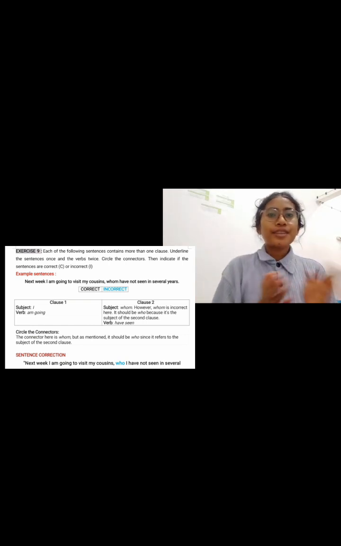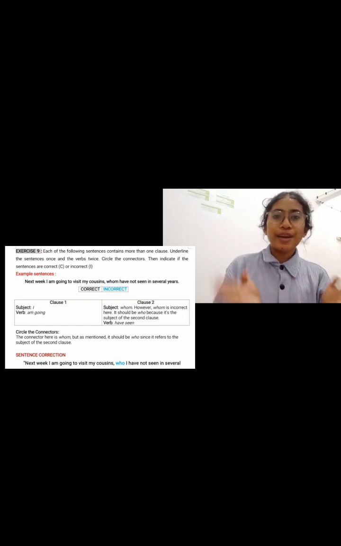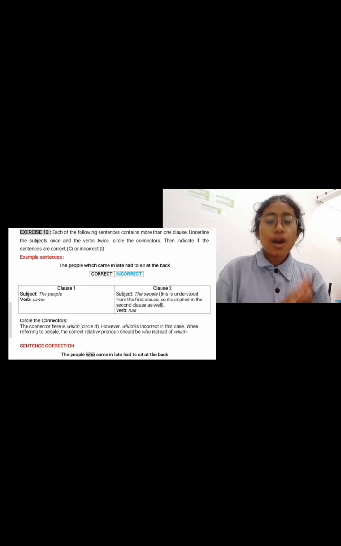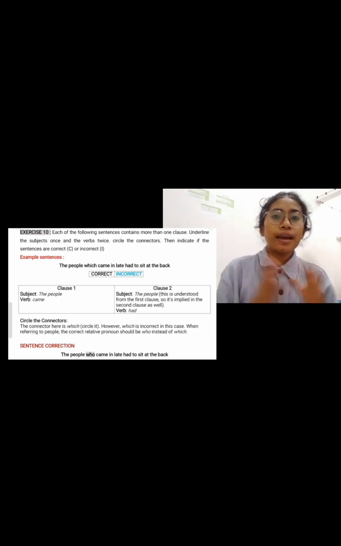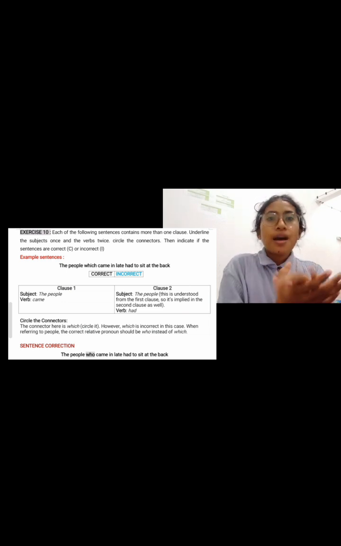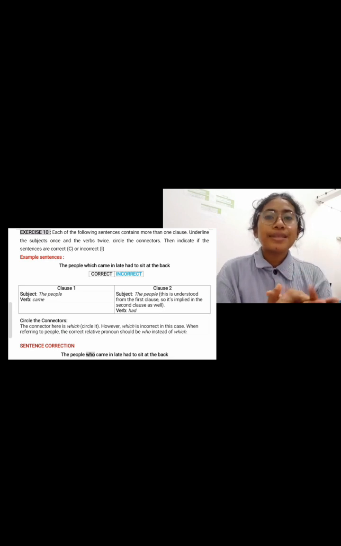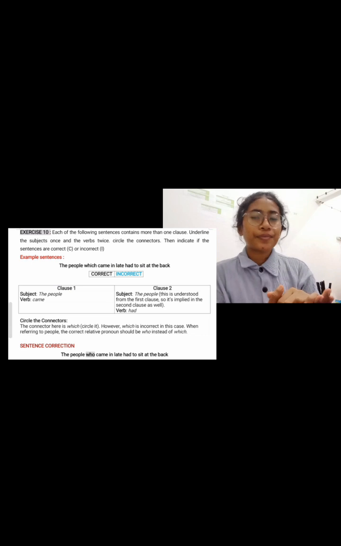Exercise 10. Each of the following sentences contains more than one clause. Underline the subject once and the verb twice. Circle the connectors, then indicate if the sentences are correct or incorrect. Okay, guys, an example of the sentence is as follows: The people which come in late had to sit at the back.